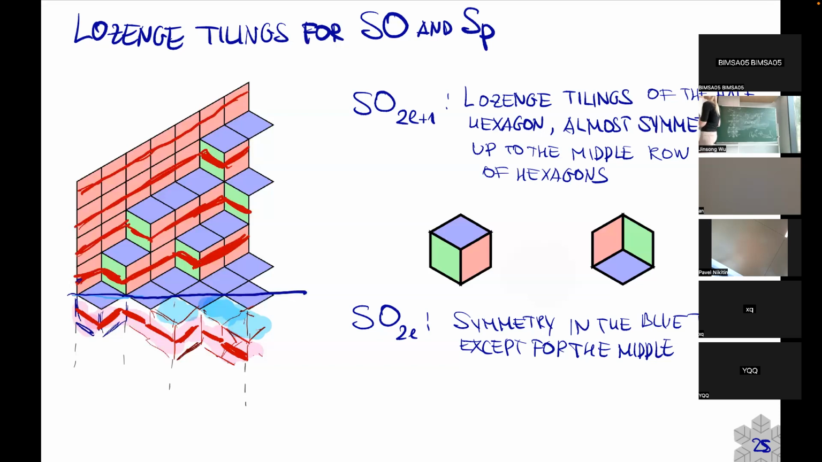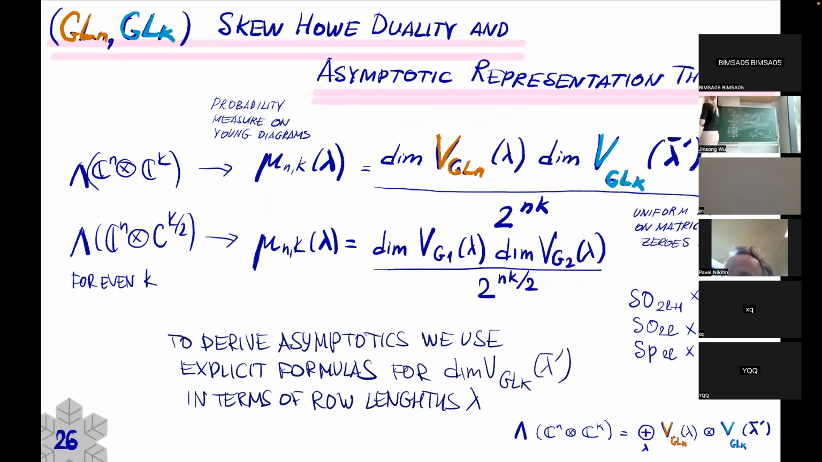Also for SO2L, we'll have the symmetry for the blue tiles except for the blue part. But this is just the illustration. I don't need you to get into my own presentation. Yes. So now I don't have much time left, but I'll be talking really quickly about the asymptotical part.